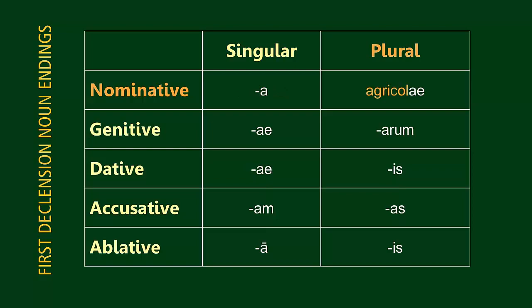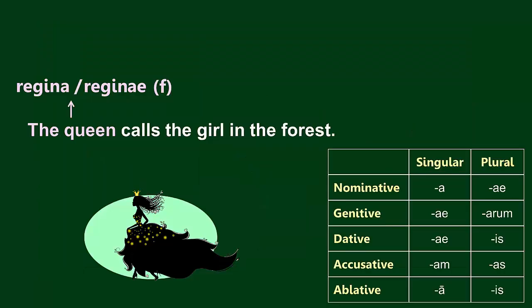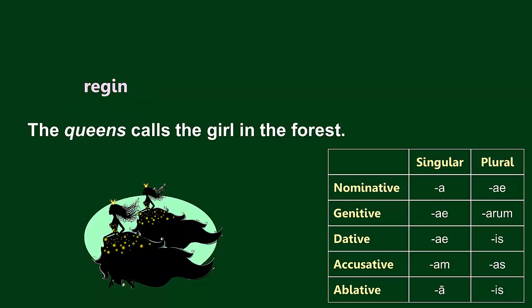Let's go back to our original sentence. The queen calls the girl in the forest. The stem of the word for queen is regin-. Our nominative singular ending is a, so the correct form of queen is regina. Say the sentence was a little bit different, and instead of one queen, there were multiple queens calling. Then we would need the nominative plural, which would be reginae.